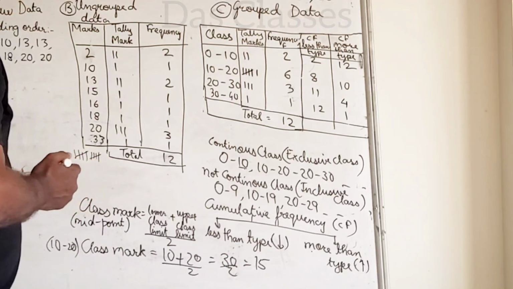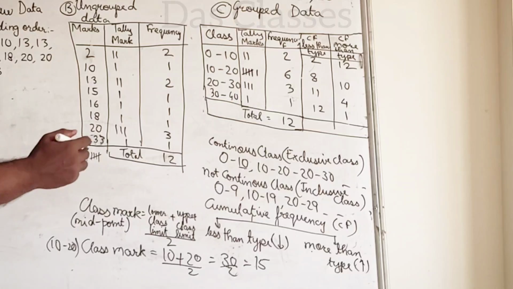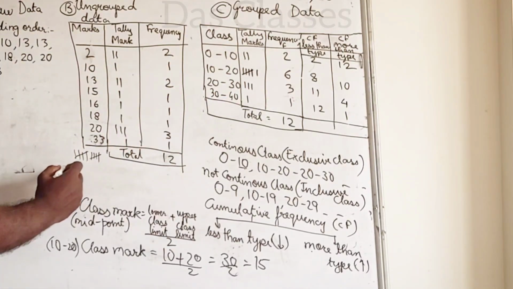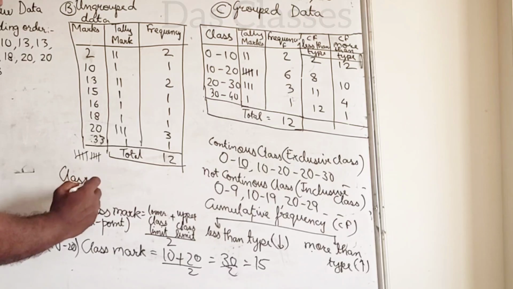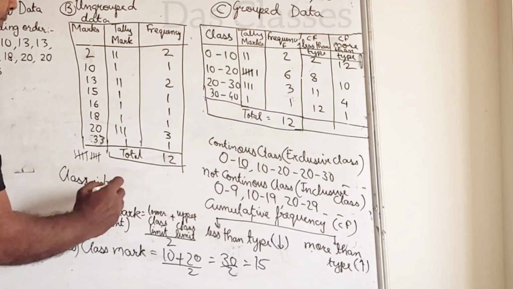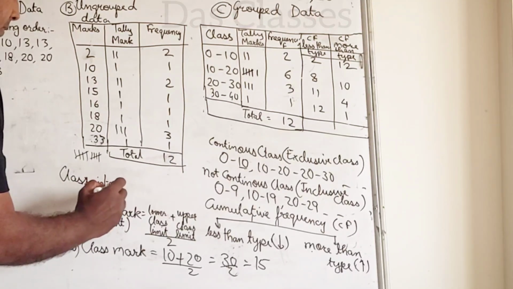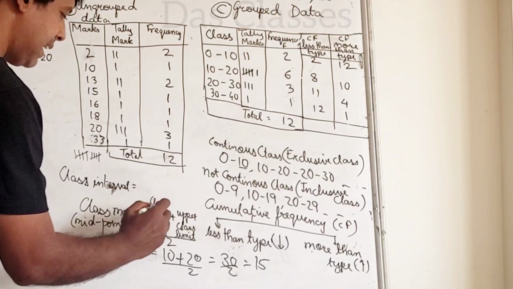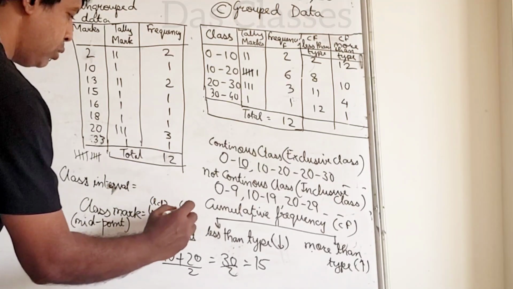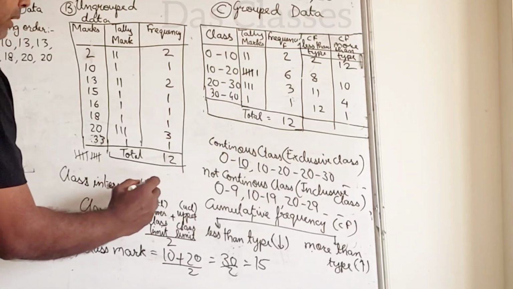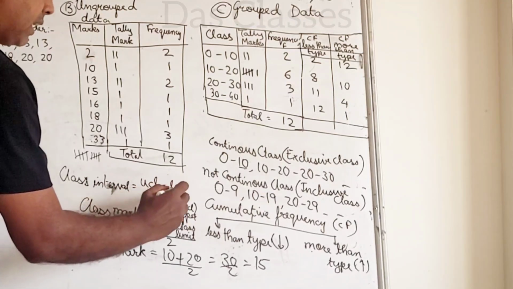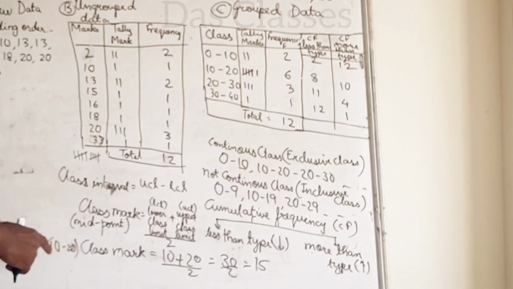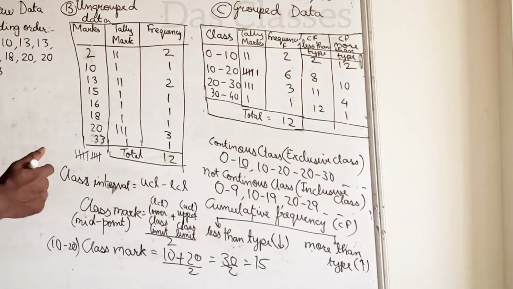They may also ask you to find out the class interval. Class interval is, let me denote lower class limit by LCL and upper class limit by UCL, upper class limit minus lower class limit. So in this example, someone asked what is the class interval of 10 to 20. So 20 minus 10, the class interval is going to be 10.